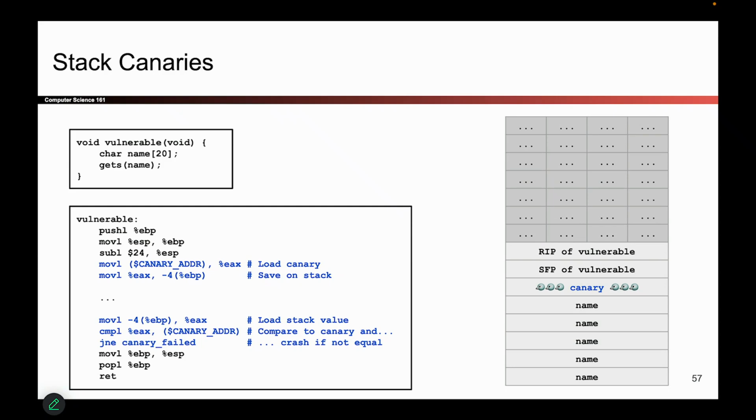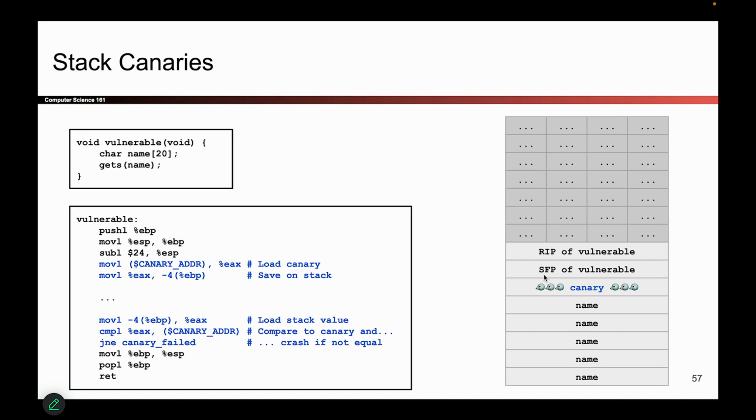OK, let's do a really tiny example of a stack canary working. You don't actually have to read this code, but the thing I really care about on this slide is this picture, because it shows you where the canary lives. So when you build a new stack frame, the way you build it is the same as usual. You push the arguments, not shown here. You push the RIP. You push the SFP.